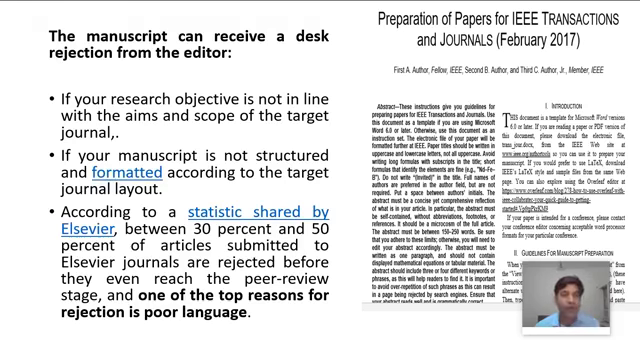These are: if your research objective is not in line with the aim and scope of the target journal, or if your manuscript is not structured and formatted according to the target journal layout. For example, if you want to publish your paper in an IEEE journal, then IEEE has uploaded a template for publishing manuscripts in their journals. So for example, here you can see this is the template for publishing your manuscript in IEEE journals.